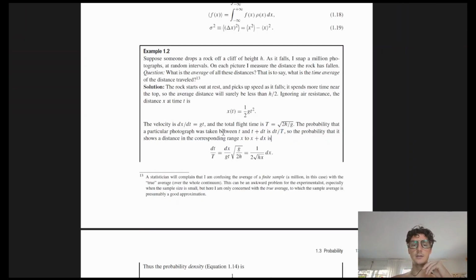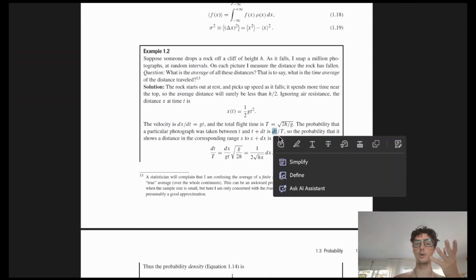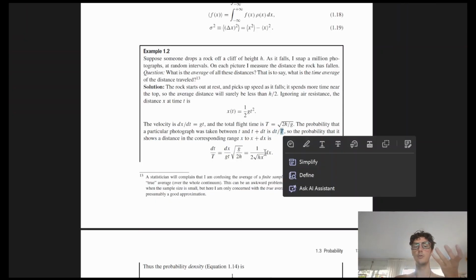Why is this the case? Because this is the total amount of time, and this is that specific difference in time that we are looking for the probability in. So it's the same thing as what we did before. It's like dt is the age of the specific person in the room that you're trying to find the probability of choosing at random, and capital T is the total number of people in that room that have ages.